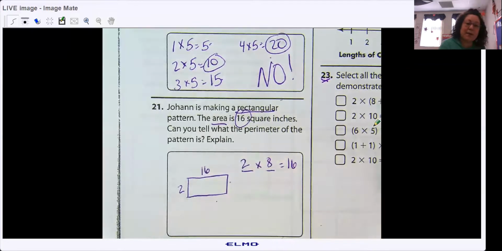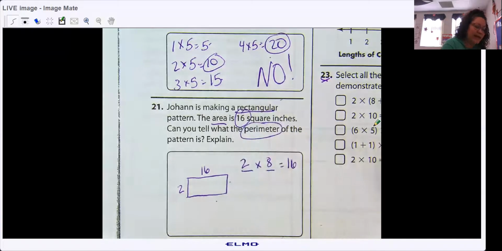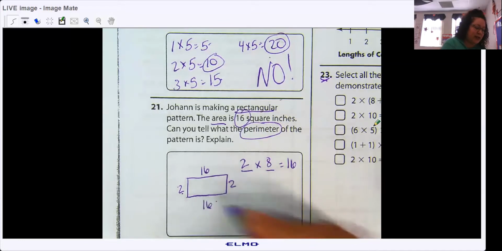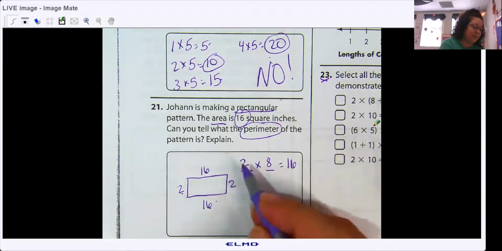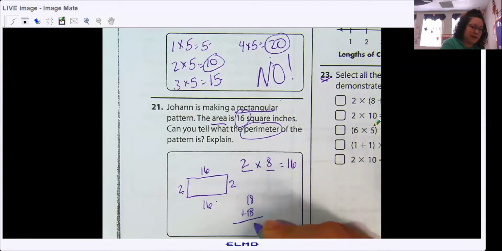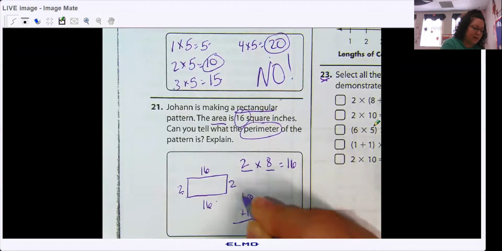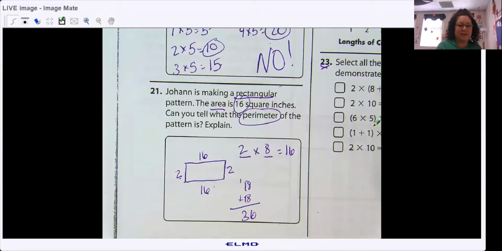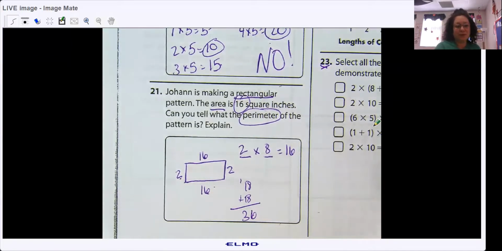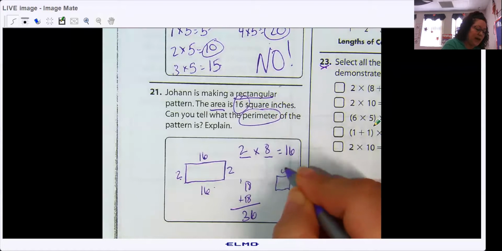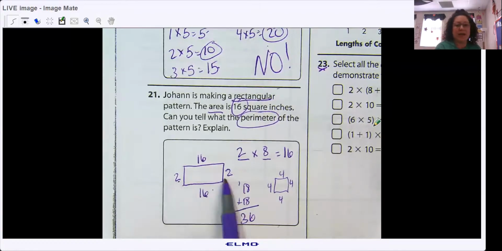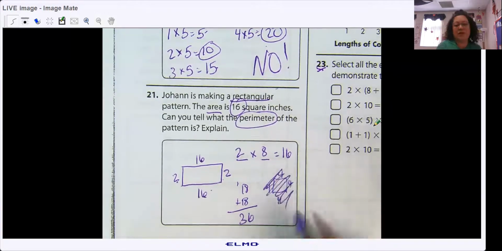So remember, perimeter is adding all of them up. So if this side is 2, 2, 16, 16, then I would add them up. 18 plus 18 is 36. Why didn't I do 4 times 4? Because then it would have been a square, and it's asking for a rectangle. Could have done 1 times 16 too.